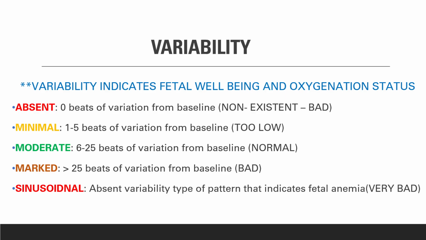And then sinusoidal is a little bit different. It's more of a sawtooth kind of pattern, absent variability type. This actually indicates that there's something going on in utero, indicating fetal anemia. And of course, this is very, very bad. So we're anticipating some type of bad outcome. We definitely want to make sure that the NICU team is present for the delivery. This baby may actually require a transfusion down the road.